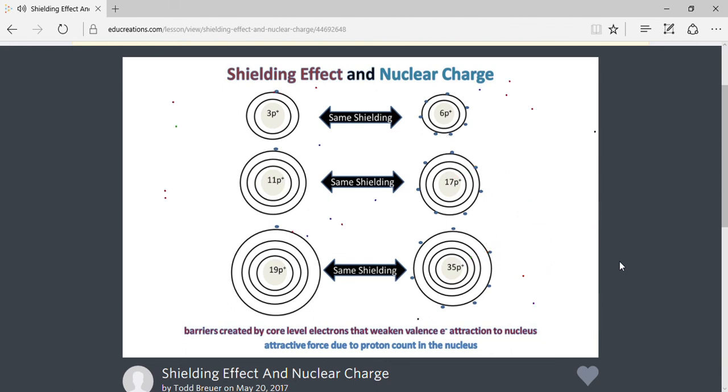In summary, we took a look at the ideas of what shielding effect and nuclear charge are, as well as how they affect ideas like the atomic radius of atoms, the electron affinity of atoms, the electronegativity, or the ionization energy. It may be advised to try to memorize the definitions of those four terms: ionization energy, electronegativity, electron affinity, as well as atomic radius.